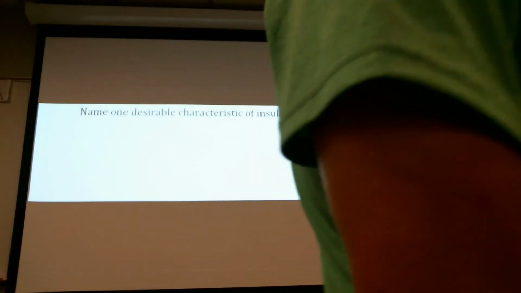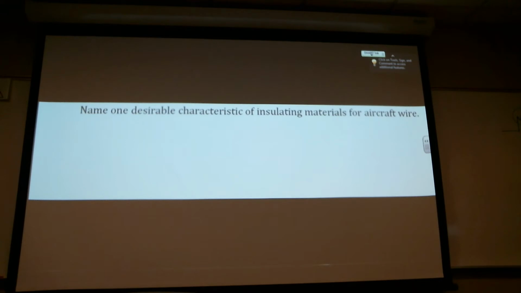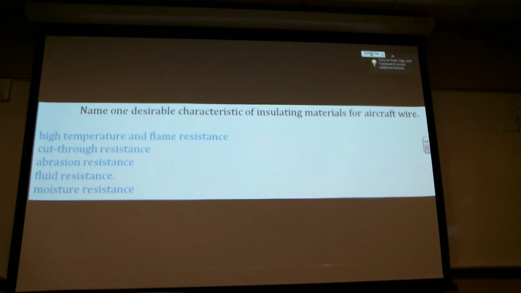A desirable characteristic. So what do you want it to be able to do? Flex, waterproof, flame resistant, moisture resistant. All you gotta do is name one. Resist water would be the same as moisture resistance. Fluid resistance, because you've got greases, hydraulic fluid, abrasion, cut through, high temp, flame resistance.